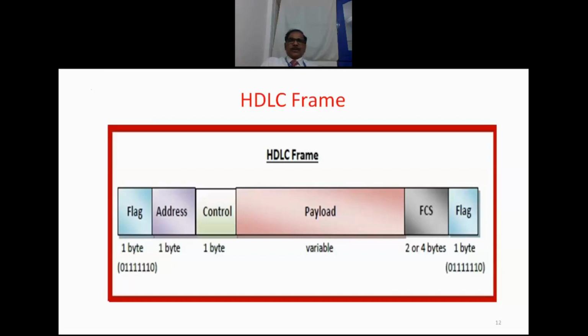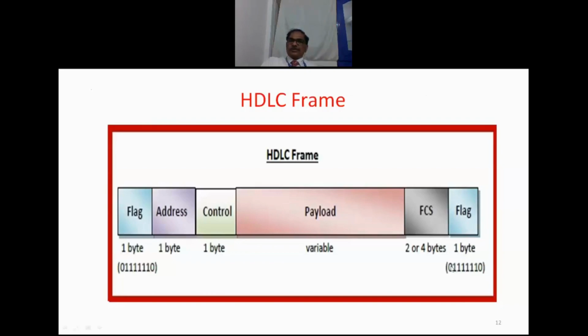So this is the frame format for the HDLC. The first field is the flag byte, which indicates the beginning of the frame. The value of the flag byte is 7E, 0, 6 1s and 0. 7E is the flag byte that is being used to indicate the beginning of the frame, and the same flag byte is used at the end of the frame to indicate this is the end of the frame.